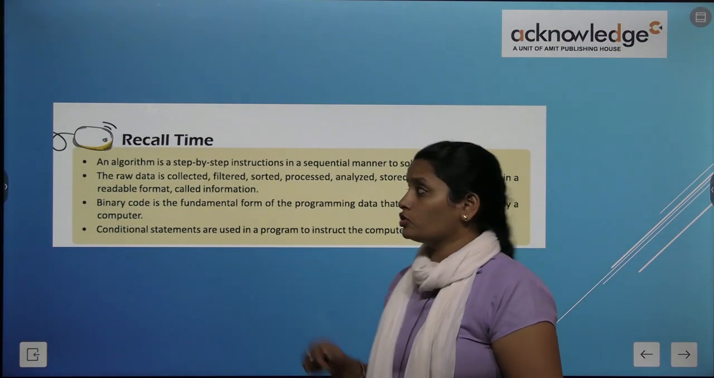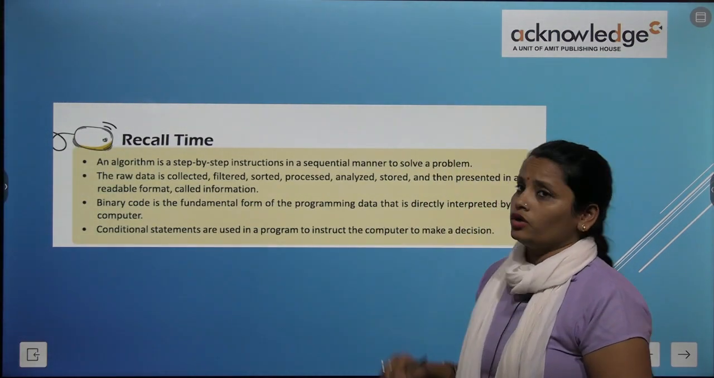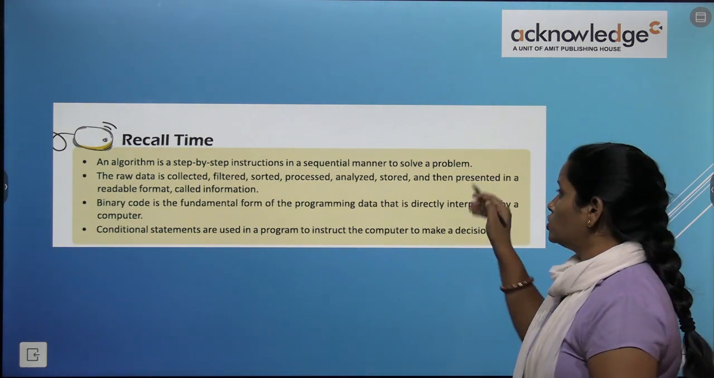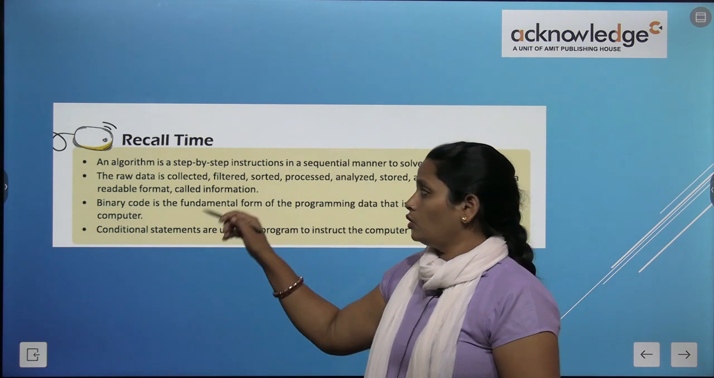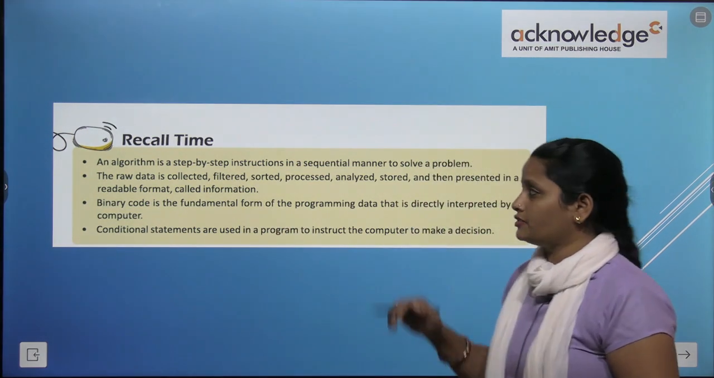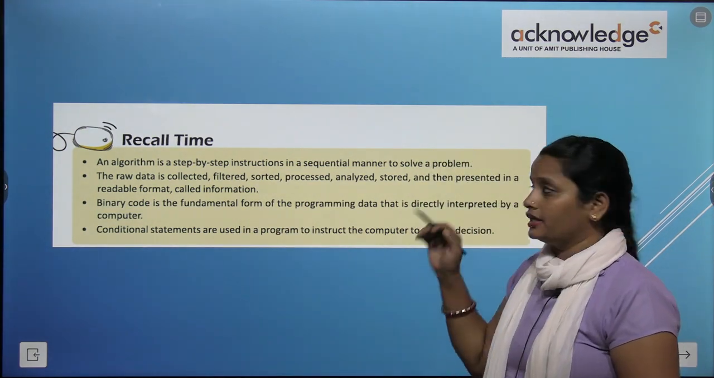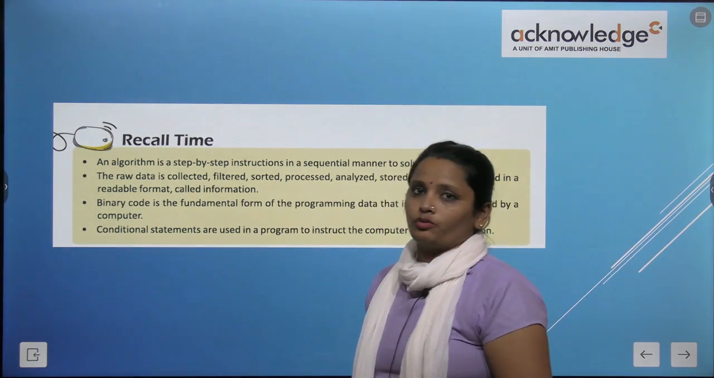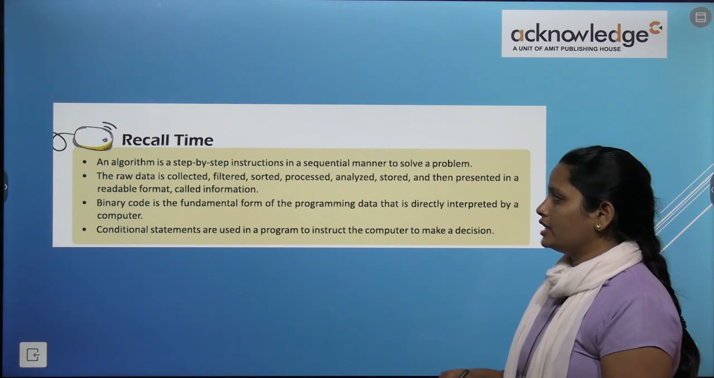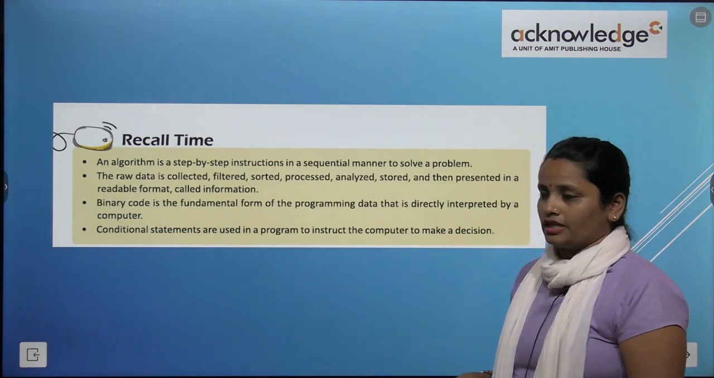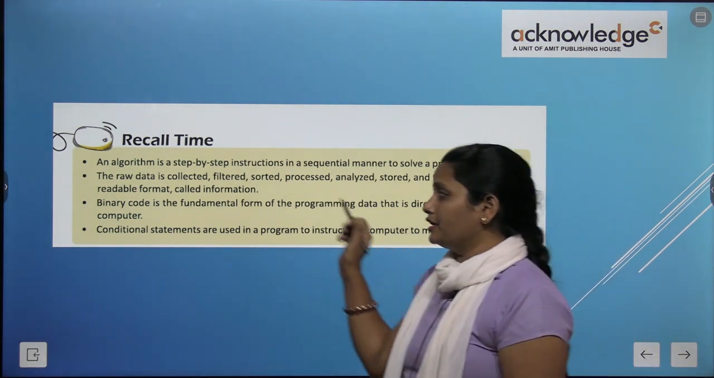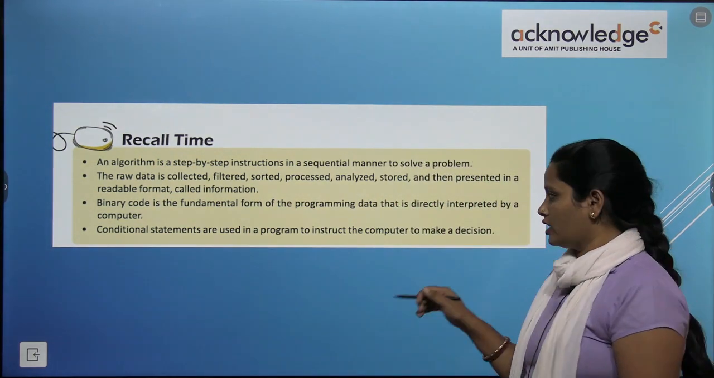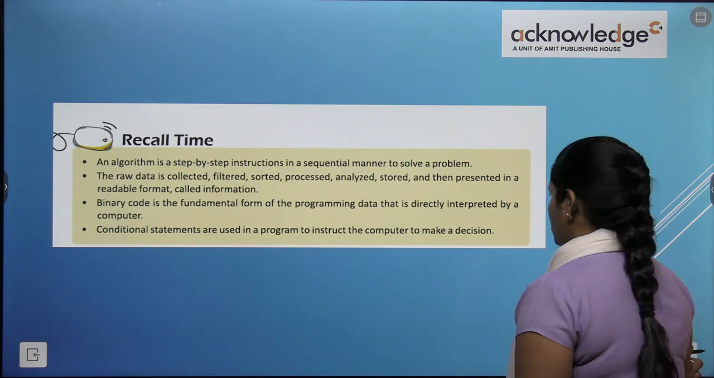Now children, let's come to the recall time. An algorithm is step-by-step instructions in a sequential manner to solve a problem. The raw data is collected, filtered, sorted, processed and analyzed, stored and then presented in a readable format called information. Binary code is a fundamental form of programming data that is directly interpreted by the computer. Conditional statements are used in a program to instruct the computer to make a decision.